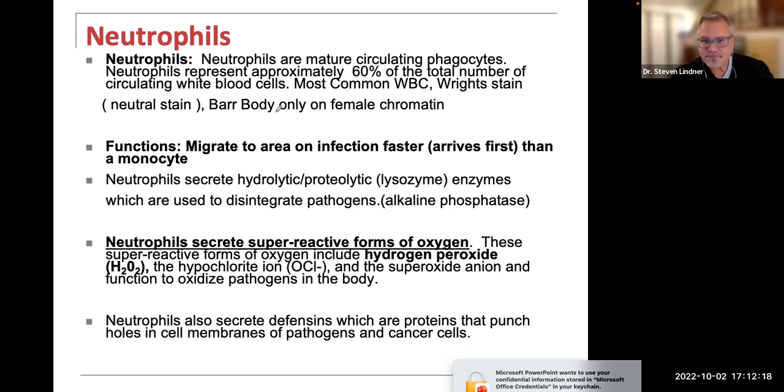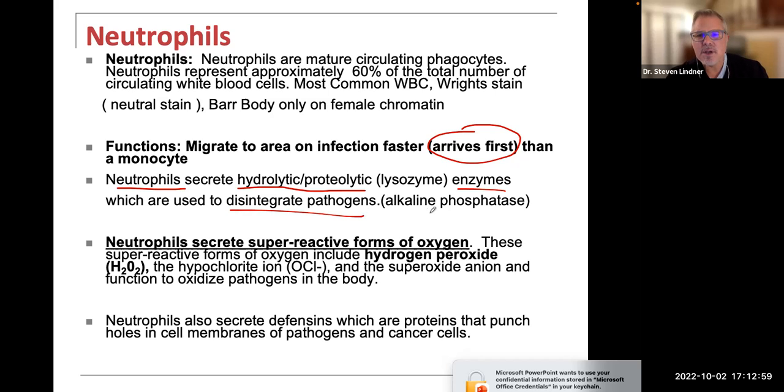So the neutrophil's function, they're going to migrate to an area of an infection pretty fast. They are the primary white blood cell. It arrives first. They arrive there faster than does a monocyte. And neutrophils, when their granules degranulate, they're going to release these hydrolytic, proteolytic enzymes designed to disintegrate pathogens.